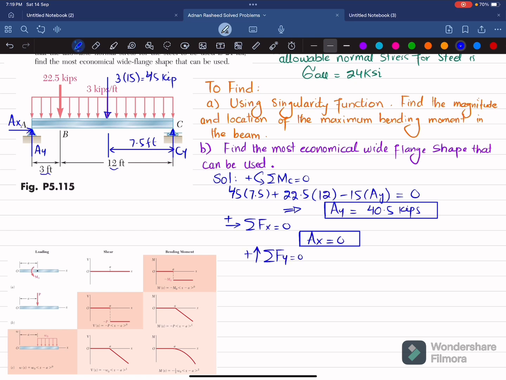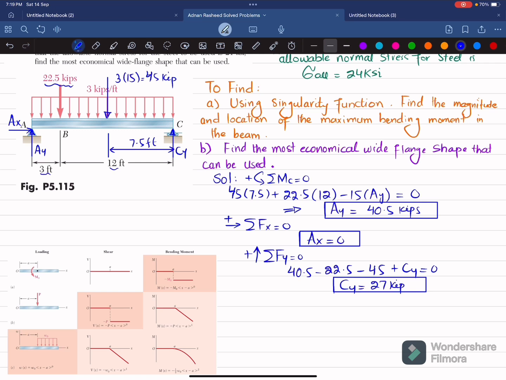So you can see AY, which is upward, that is 40.5, minus this 22.5 kips load, minus 45, plus CY is equal to 0. So from here you will get CY equal to 27 kips. Okay, now you have all these reaction forces.